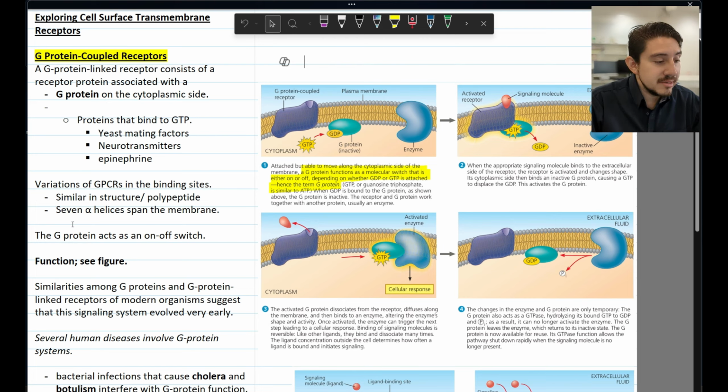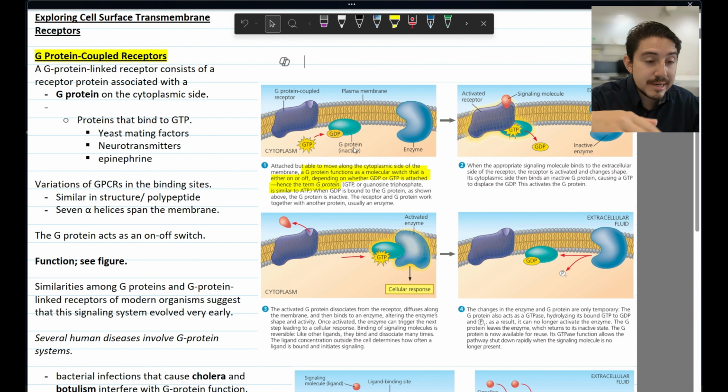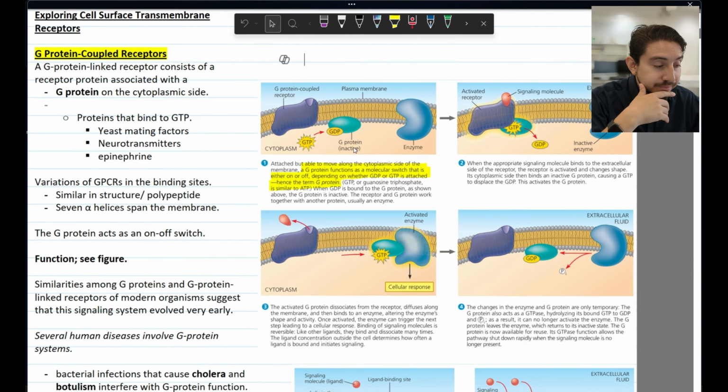They have 7 alpha helices that span the membrane, as you saw in the previous picture, but nevertheless, they have slight variations in their binding site. The G protein itself acts as an on and off switch to the receptor and to relay a signal there.